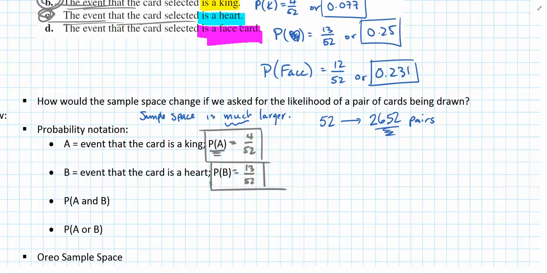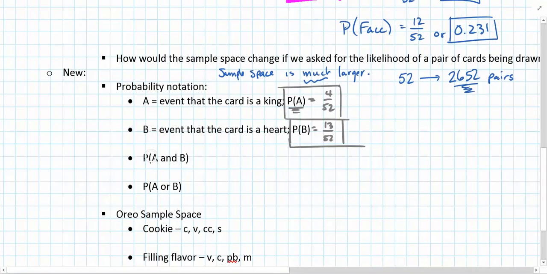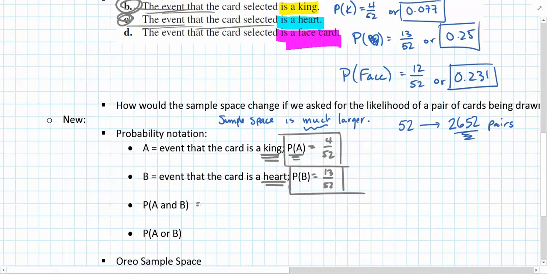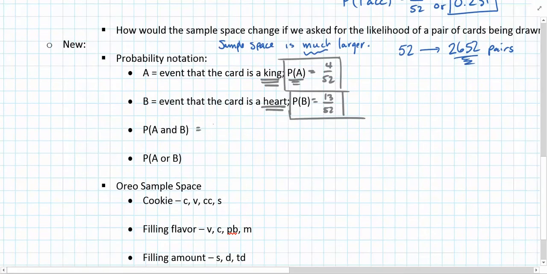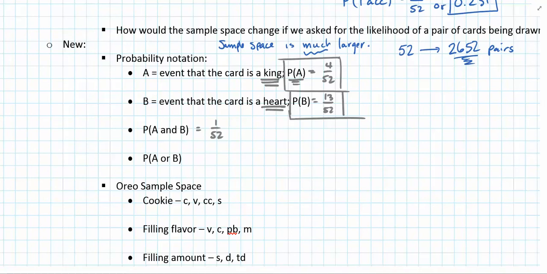Now, where this probability notation gets to be particularly useful is when we start combining these phrases in their own probability. So this notation here says what's the probability of both A and B occurring. So what's the probability that a card is a king and a heart. So basically we're looking for the king of hearts here. We said that that was choice A, 1 out of 52.